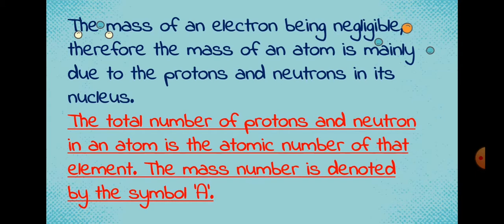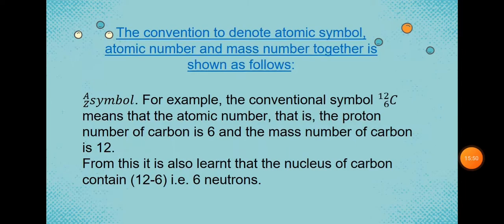And the mass number is denoted by the symbol capital A. Now we are going to see the convention to denote the atomic symbol, atomic number and mass number, which is as follows. Now see the first symbol, A above and Z below, the symbol with A and Z. For example, the conventional symbol is carbon with 6 and 12. We always read the below number first. So the conventional symbol for carbon, 6 and 12, means the atomic number, that is, the proton number of carbon, is 6. We know how many protons are there in carbon? 6.